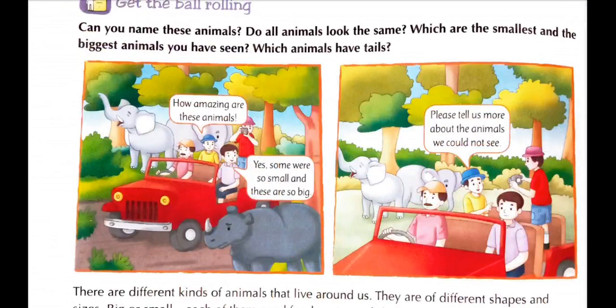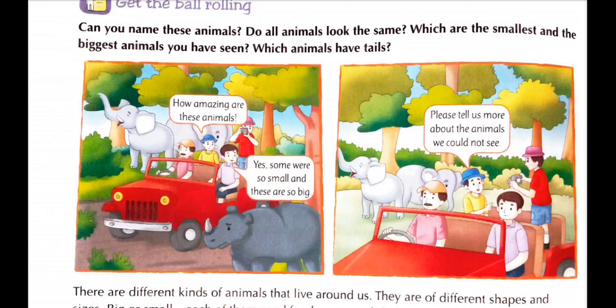What have you noticed in these pictures? Here, two pictures are given. In the first picture, when they were passing through the forest, they saw different types of animals. Some animals are big and some animals are small. And they were talking about the size of animals. Whereas in the second picture, one of the boys was curious to know about other animals which they had not seen in the forest. So students, the pictures described the size of animals.